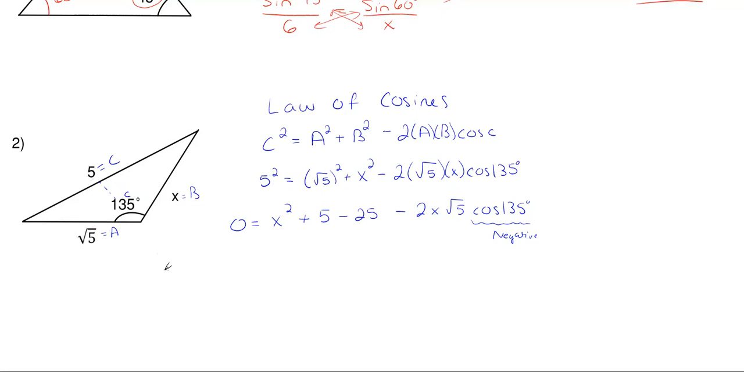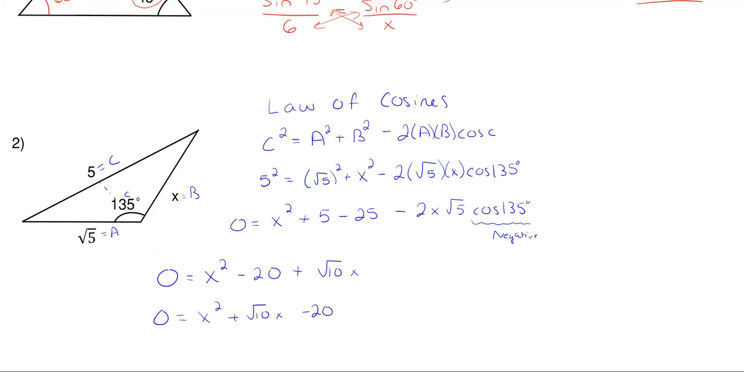So when we do this, we end up with 0 is equal to x squared, which doesn't change. This 5 minus 25 gives me minus 20. And this entire portion right here becomes a positive square root of 10 x. And if you wanted to, you could write that out in its actual decimal form. It's perfectly fine. So I'm just going to rearrange this real quick using higher powers first. So x squared plus square root of 10 times x minus 20.